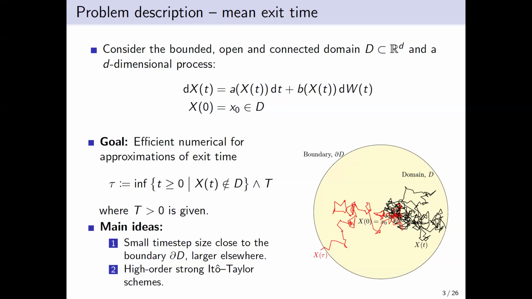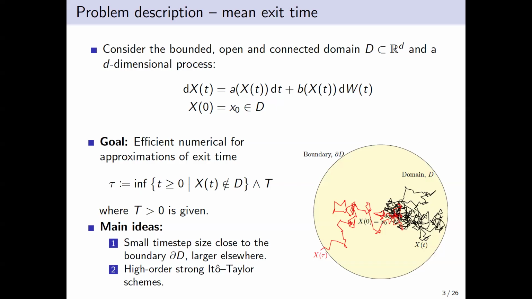The goal now is to compute the expected exit time of the diffusion process, the time it hits the boundary of the domain D. We also have a finite time horizon. So the exit time is either the time the diffusion process has exited before the time capital T, or we view it as the time capital T. So it's one of those two options. And we want an efficient numerical method.